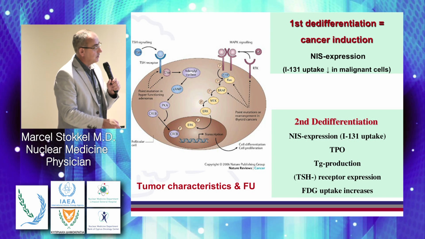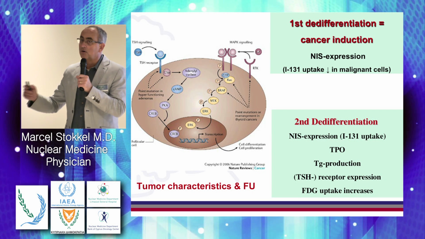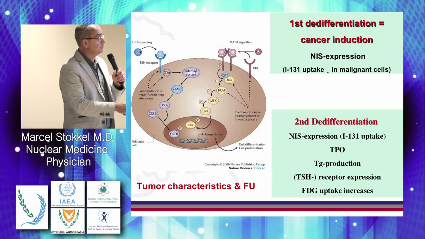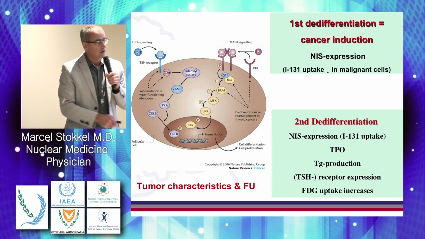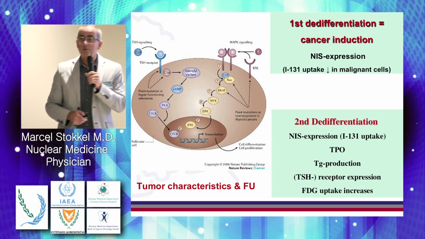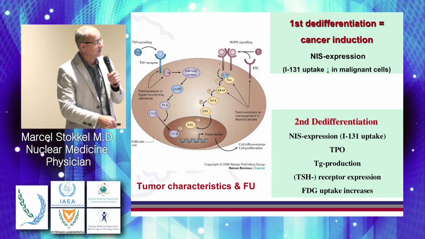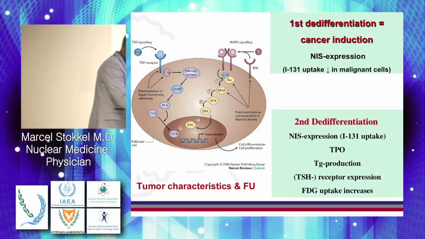But what might help us is that over time, in the process of dedifferentiation, the glucose metabolism increases. So at the initial stage, there is almost no FDG uptake in thyroid cancer. But at the end, when the tumor has turned out to behave highly aggressively, you will definitely see increased FDG uptake in these cells.